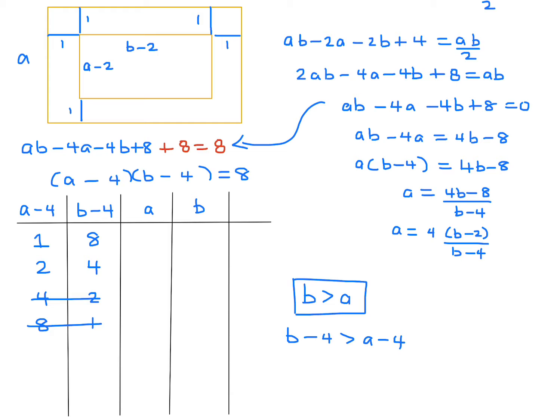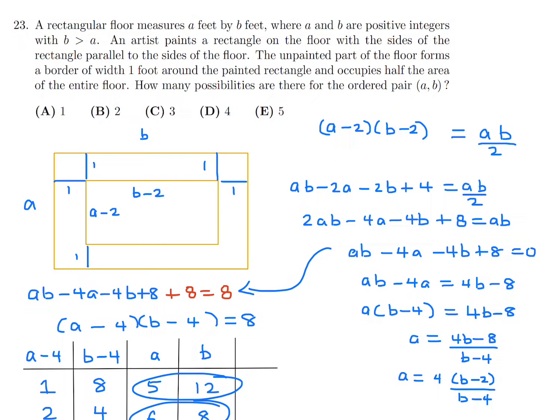All right, very, very straightforward at this point. If a minus 4 is equal to 1, then a is 5, and if b minus 4 is equal to 8, then b is 12. Same thing with the next one: a minus 4 is 2, so a is 6, and b minus 4 is 4, so b is 8. So these are the only 2 ordered pairs that satisfy the conditions, and therefore 2 is the answer. So number 23, the answer is B.